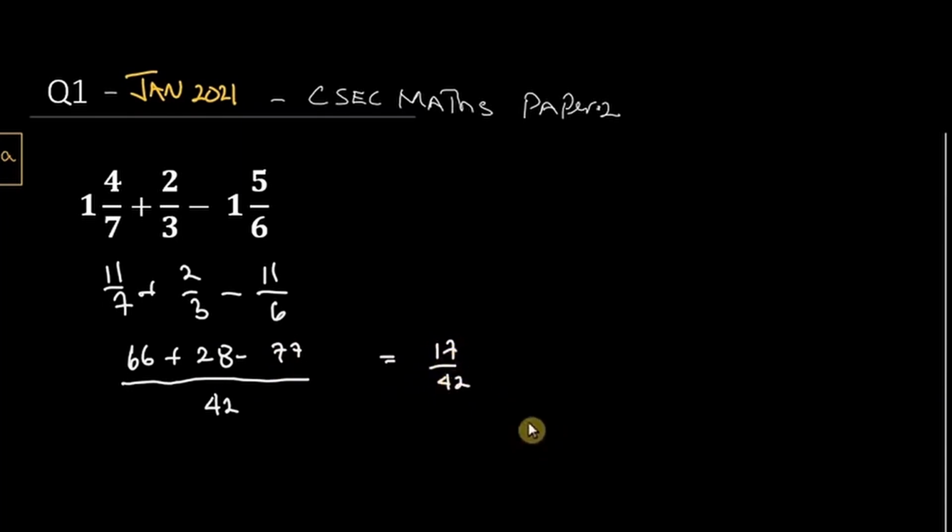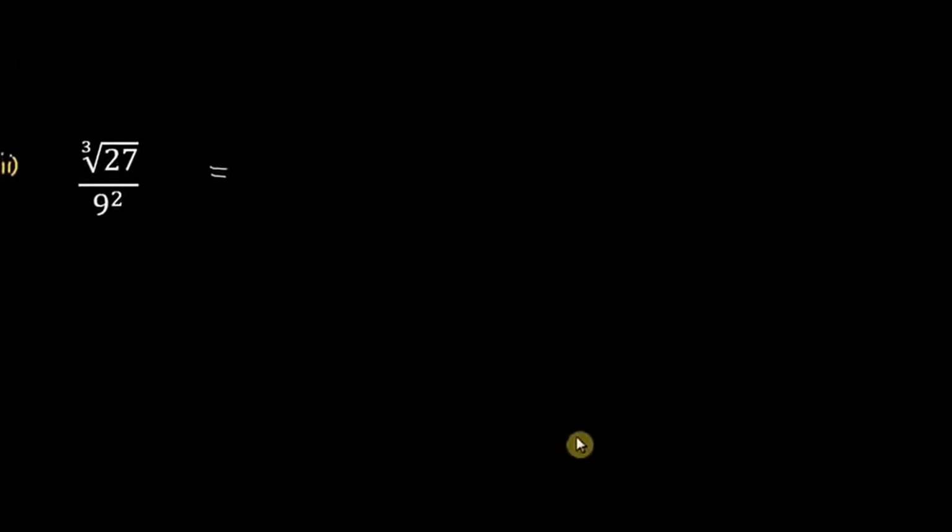All right, so let's move on to the second part of this question. We are to find the cube root of 27 and divide that by 9 squared. So the cube root of 27 we know to be 3, divided by 9 squared. That's 9 by 9. So 3 and 3 goes 1, 3. So we have 1 over 27.